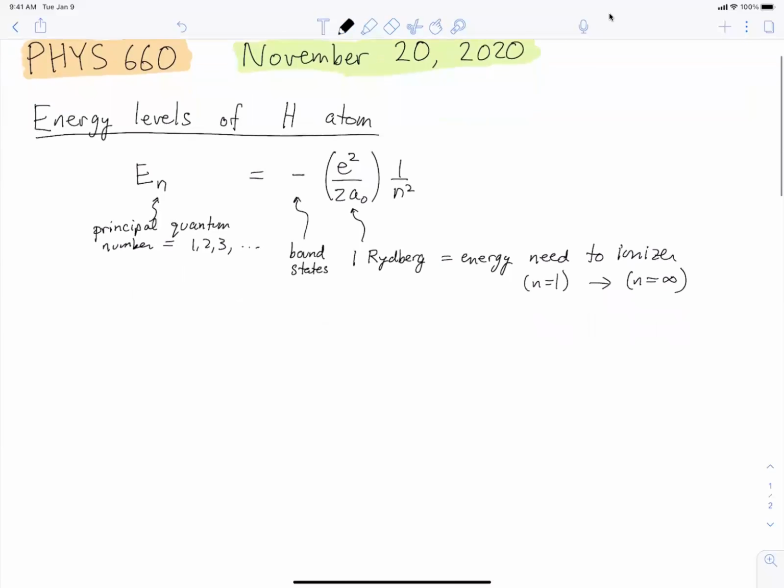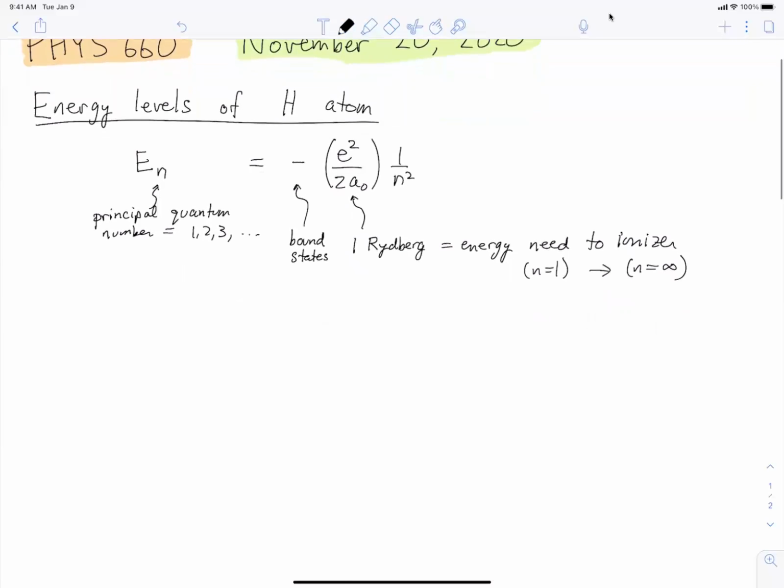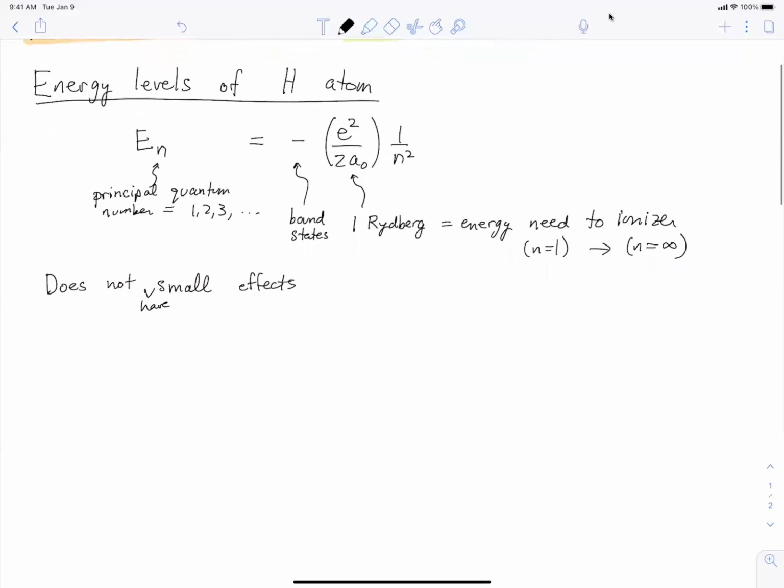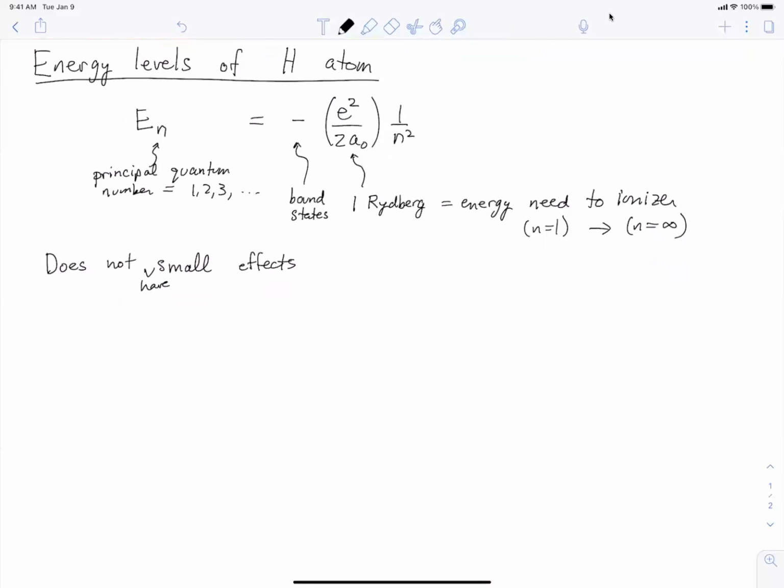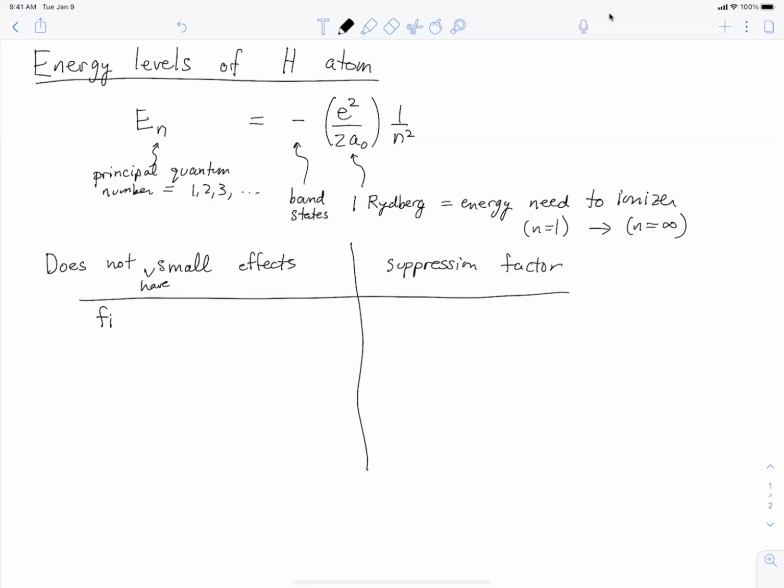One thing we should say is what this does not include. It does not include small effects that you will learn about if you take Quantum Mechanics 2 next semester. We can make a list of what they are, and I'll put the suppression factor here. The different types of small effects are fine structure.